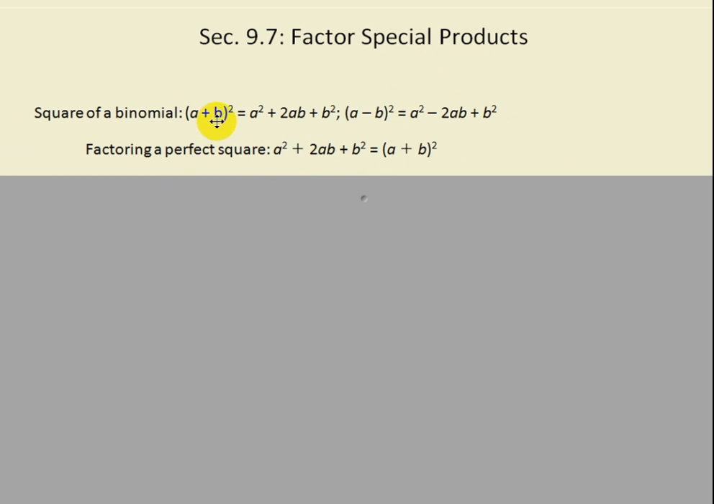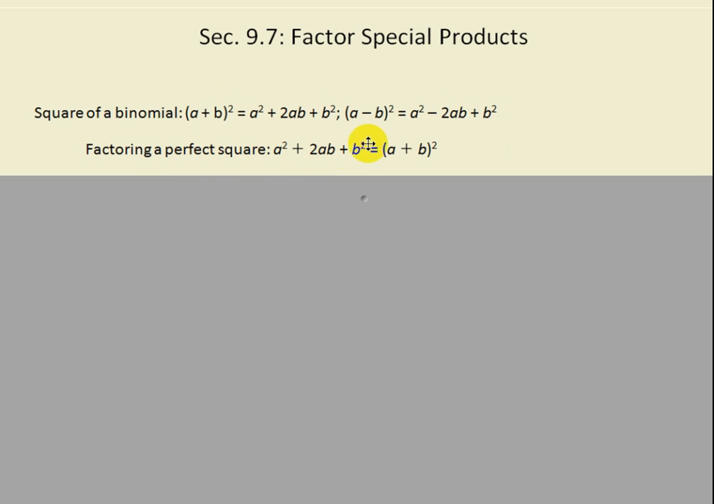So remember that if we took a binomial a plus b and squared it, we ended up with the first term squared plus 2 times the first term times the second term, 2ab, plus the second term squared. And if we had a minus b squared, we ended up with the same thing except that the middle term had a subtraction, so minus 2ab instead of plus 2ab.